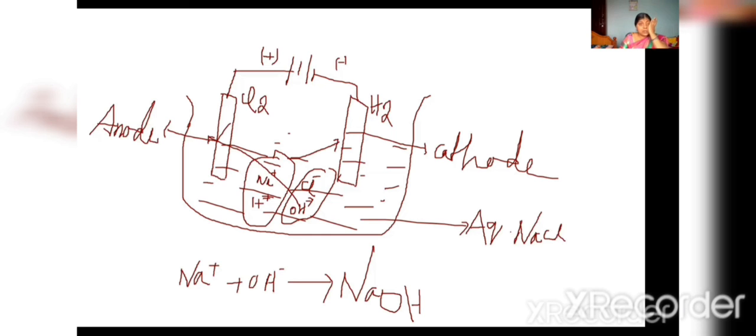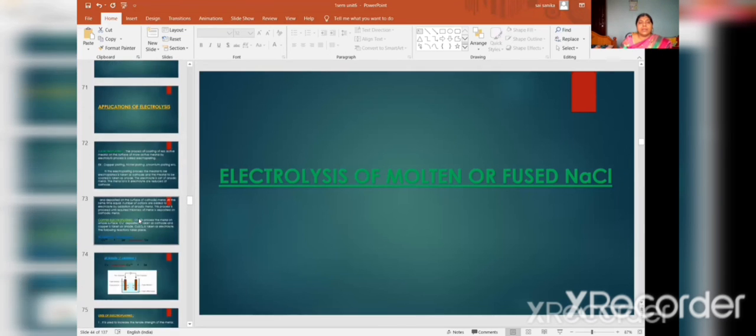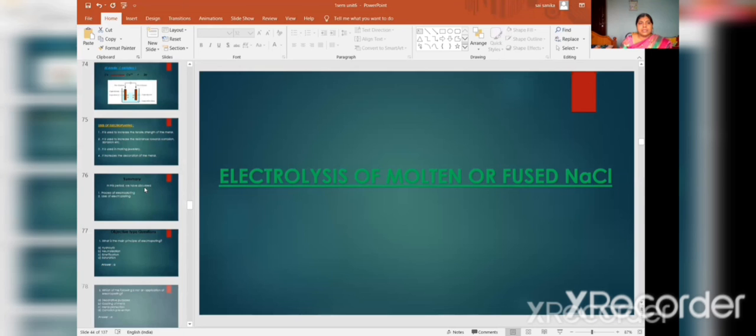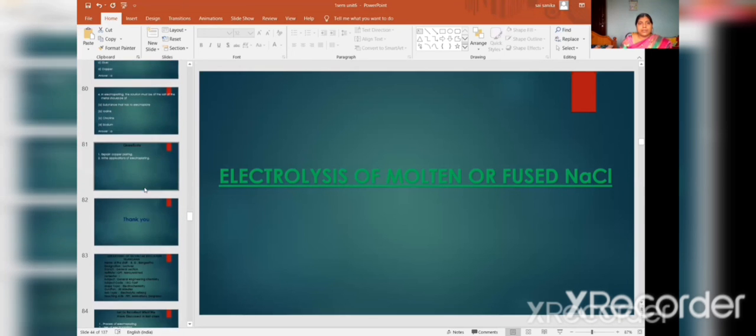So like this, you have to neatly draw the diagram and you have to label it. With this we finish today electrolysis of aqueous NaCl. If you have any doubts, you will clarify your doubts in the next class.